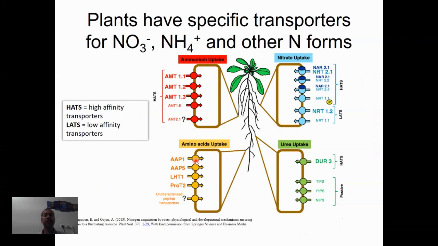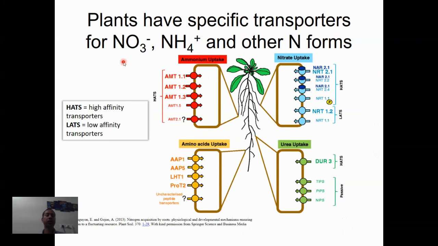Plants have specific transporters for nitrate, ammonium, and other nitrogen forms. It means there is no single transporter which can allow the uptake of all nitrogen compounds. These are very specific transporters. For ammonium, there is a different transporter. For nitrate, a different transporter. And for urea, there are different transporters.